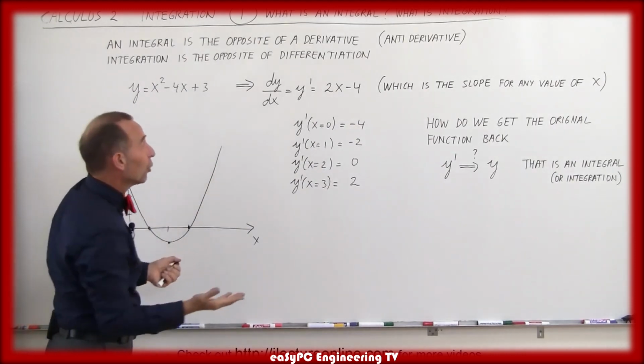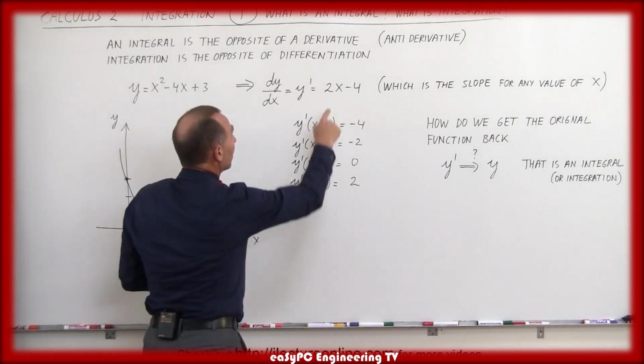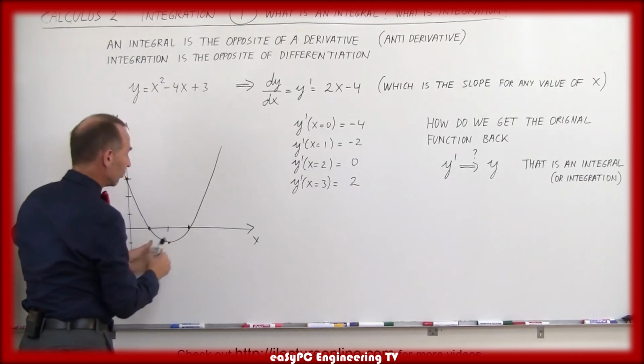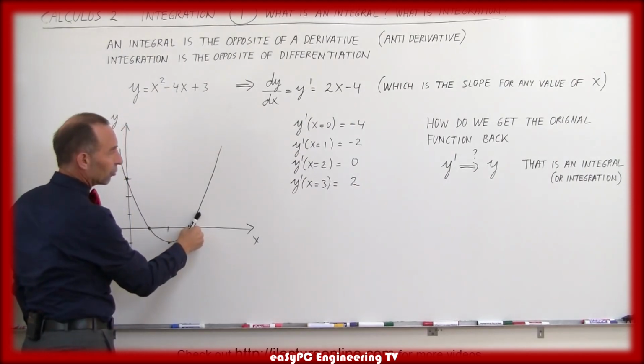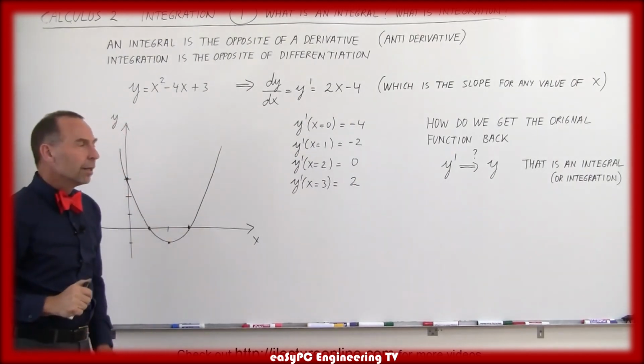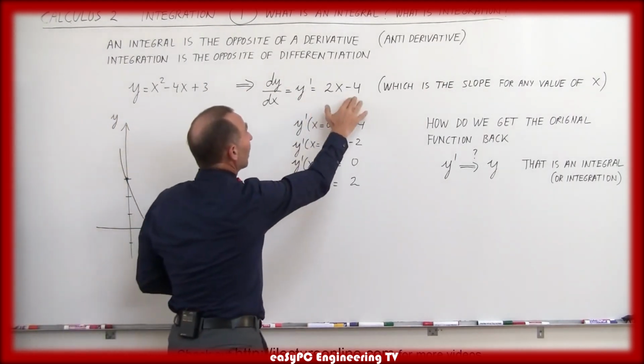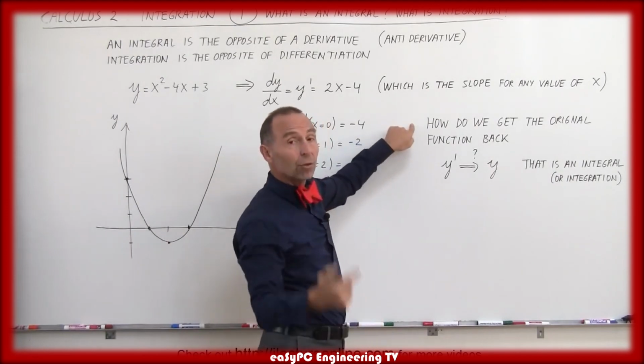And finally, if you want to know what the slope is at x equals 3, 2 times 3 is 6. 6 minus 4 is a positive 2. So at x equals 3, you can see that we have a positive 2 slope. Now let's say that we start with the derivative. Y prime equals 2x minus 4. How do we get back to the original function?